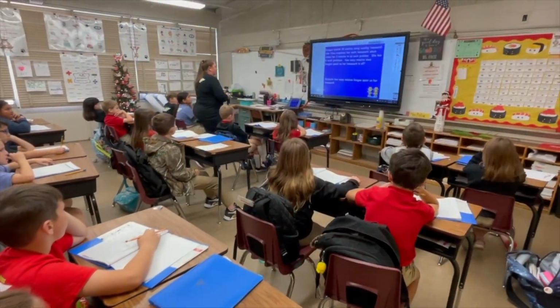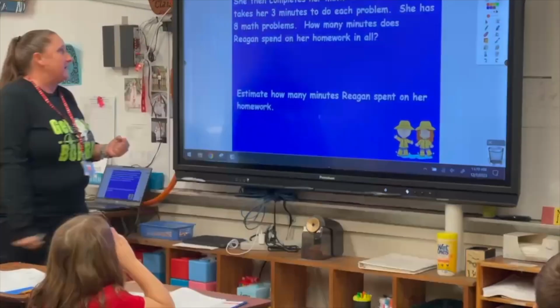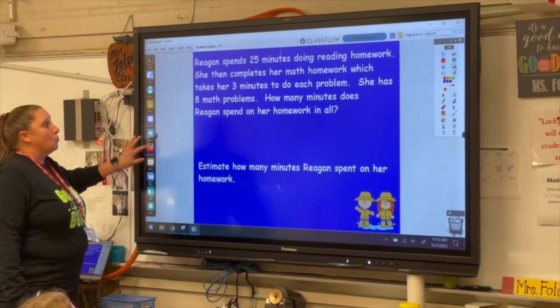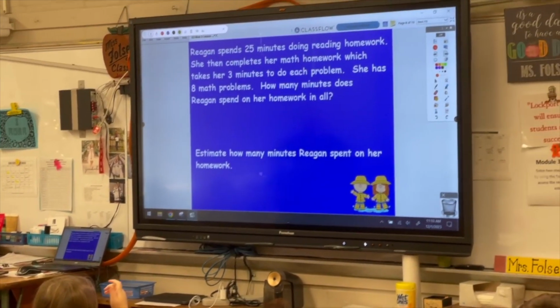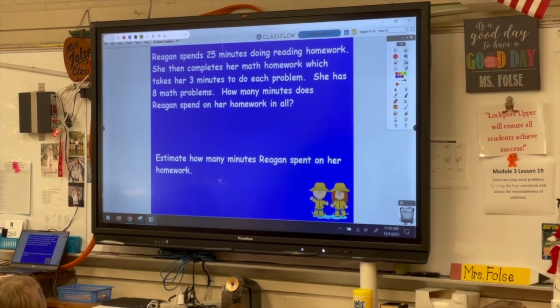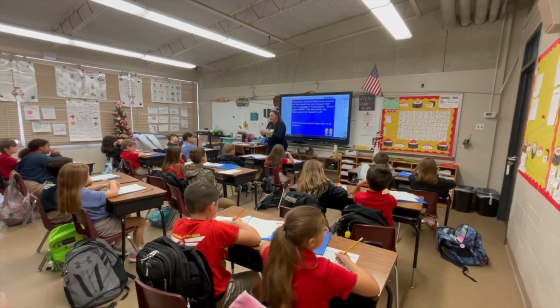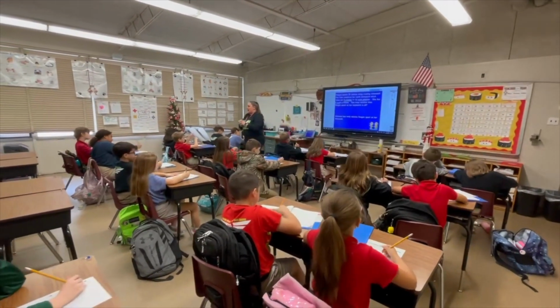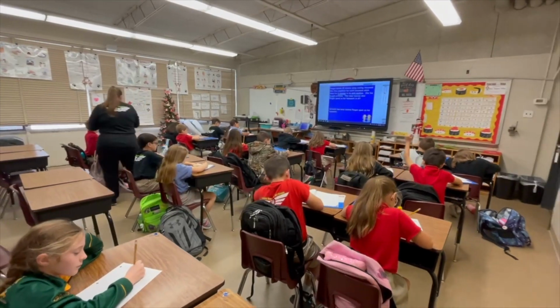This problem here. We're going to picture Reagan in this problem. So here we go, Reagan. Reagan spends 25 minutes doing reading homework. She then completes her math homework, which takes her 3 minutes to do each problem. She has 8. So go ahead and write me the equation to see how many minutes, how can we figure out how many minutes Reagan spends doing her math homework?